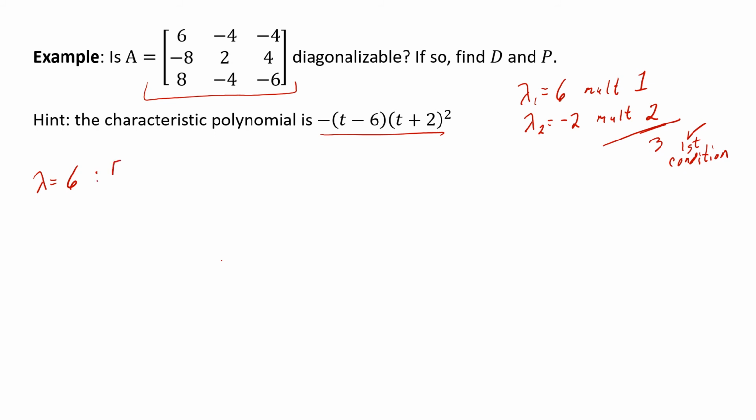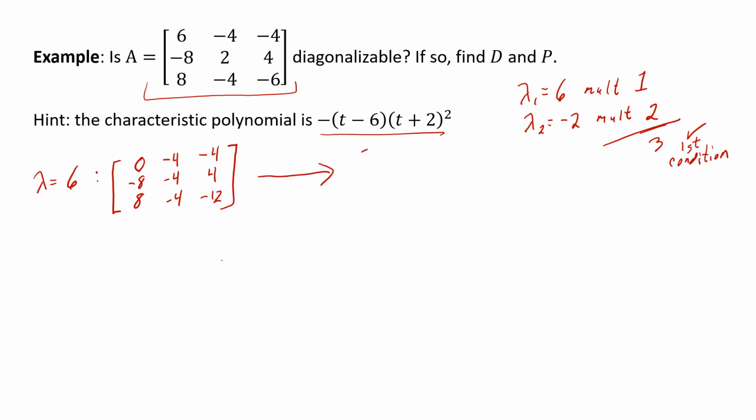So if lambda equals 6, what do you get? You take your matrix A minus 6 times the identity. You are going to get 0, -8, 8 going down. You get -4, -4, -4. And down the last one, you get -4, 4, -12. So there's the matrix of A minus 6 times I.